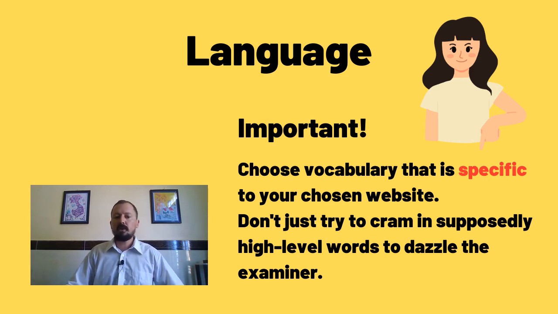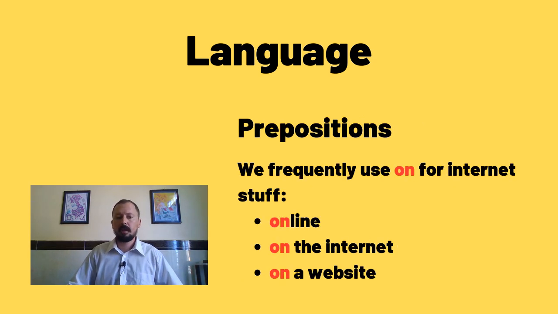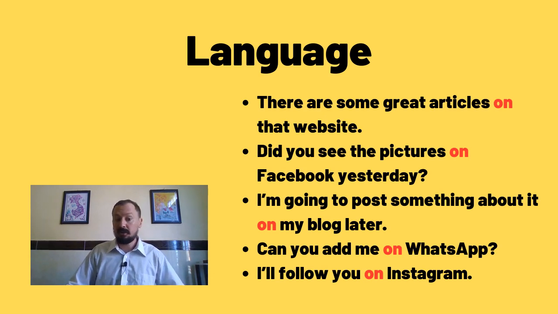First of all, you might want to check out this video that I made some years ago about technology vocabulary. It's pretty helpful. Obviously, the vocabulary that you need will differ depending upon the website that you want to choose. You'll need different words for a search engine and a video streaming website, for example, and a social media website will need different words from a dictionary one too. A really important thing to know is that we use the preposition on a lot with internet-related stuff. Think about the word online and people being on the internet. This is very important to remember. We're never in a website, we are on it. For example, there are some great articles on that website, or did you see the pictures on Facebook yesterday? Here's some more. We'll come back to language later after I've given my sample Band 9 answer.